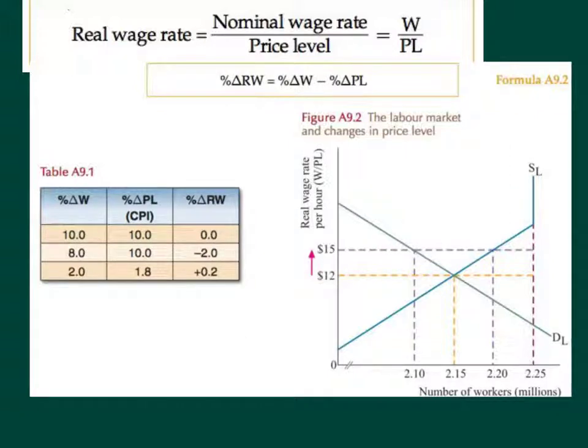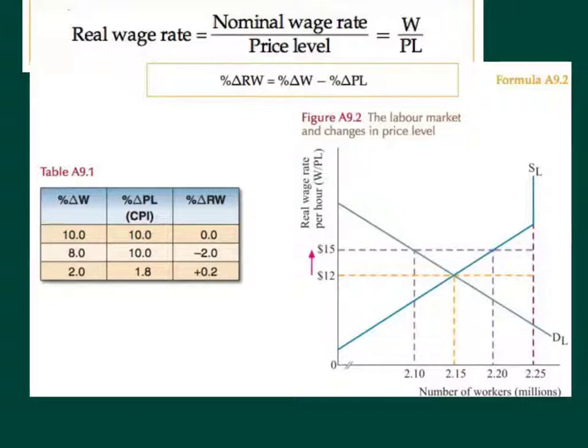Notice that the vertical axis on this graph is shown as real wages. As you see in the formula above, real wages are nominal wages, that's in current prices, divided by the price level. So this gives us an indication of the purchasing power of workers' wages. An increase in real wages is going to buy workers more goods and services. Note that if we know the percentage change in the nominal wages and the percentage change in the price level, we can take one from the other and work out the change in real wages.